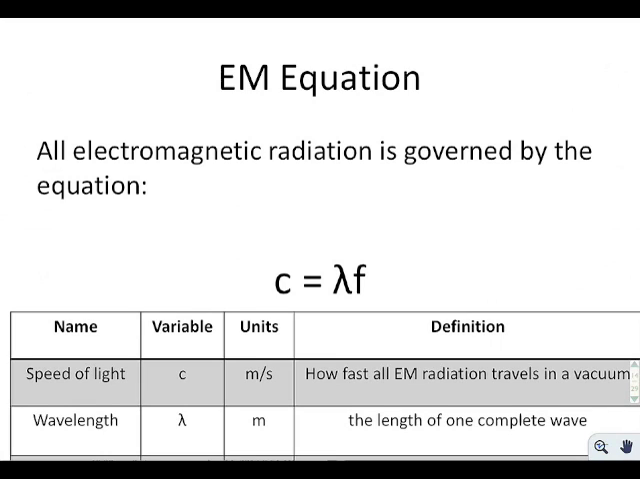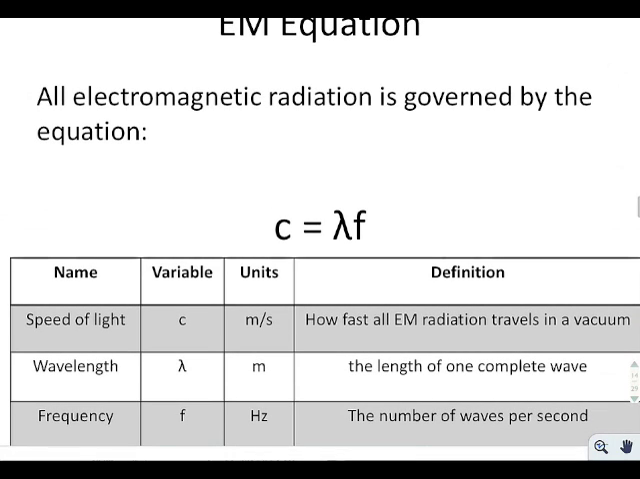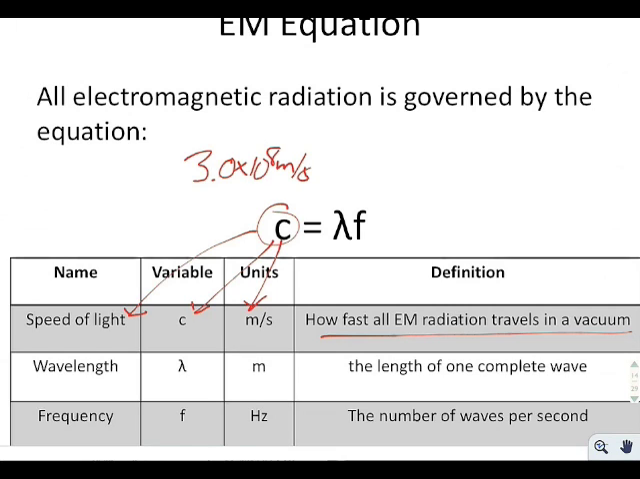The EM equation. So the electromagnetic equation comes with this formula. It says c equals lambda f. This c stands for the speed of light. Okay, it's represented by c and it's measured in meters per second. The definition is how fast all EM radiation travels in a vacuum. So anytime you see c, c is 3.0 times 10 to the 8th meters per second. Always. That's what it is.